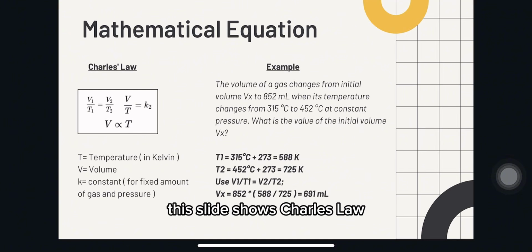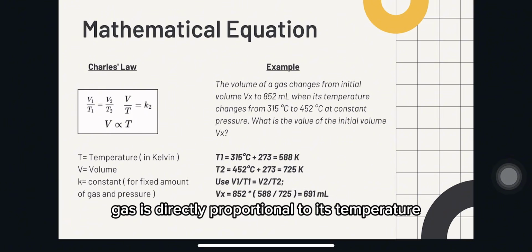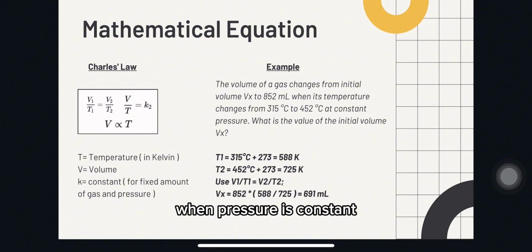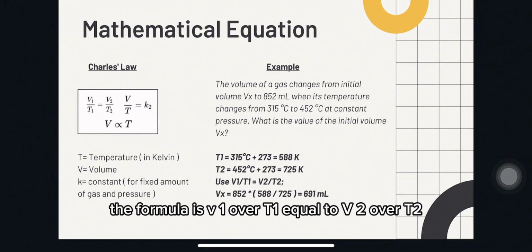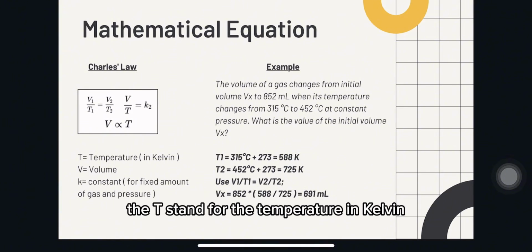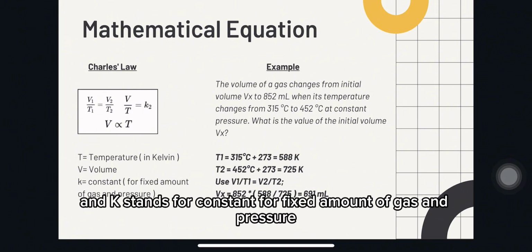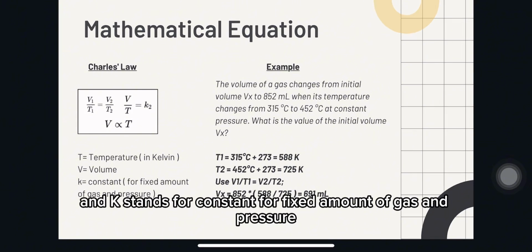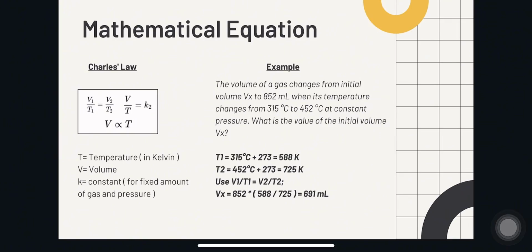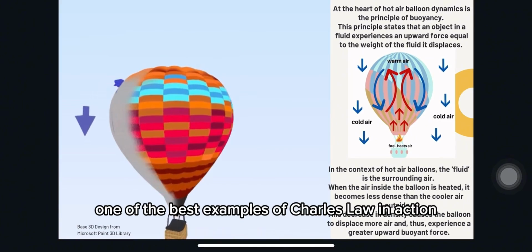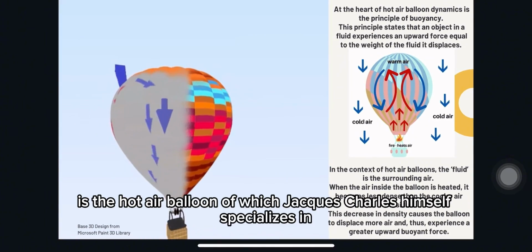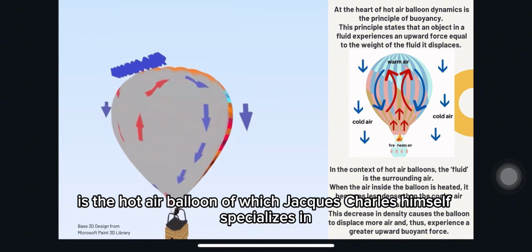This slide shows Charles' law, which states that the volume of a gas is directly proportional to its temperature when pressure is constant. The formula is V1 over T1 equals V2 over T2. T stands for the temperature in Kelvin, V stands for volume, and K stands for constant, for a fixed amount of gas and pressure. One of the best examples of Charles' law in action is the hot air balloon, of which Jacques Charles himself was a specialist.